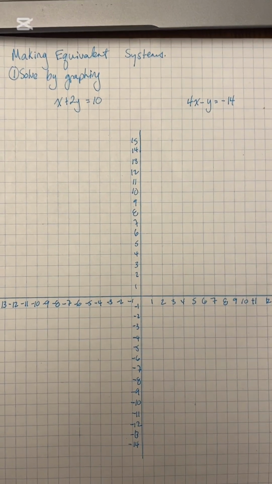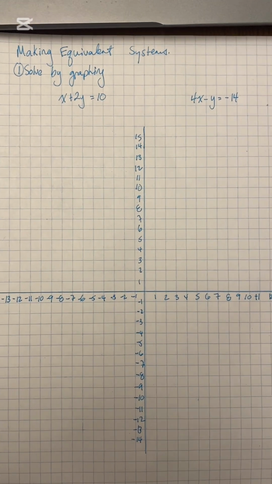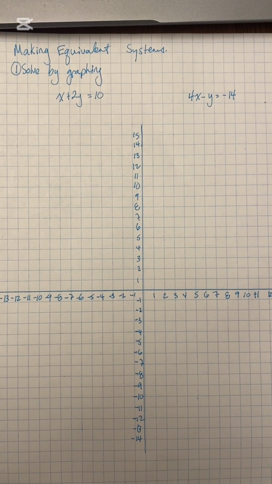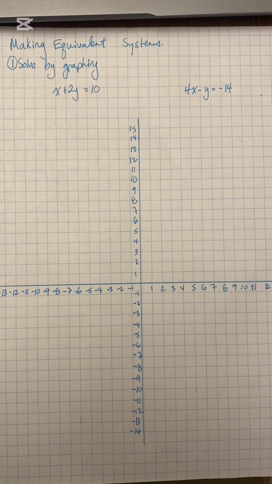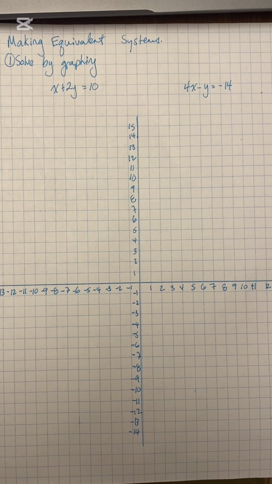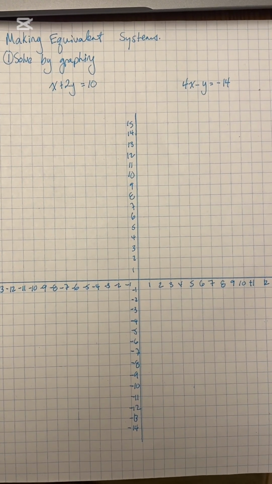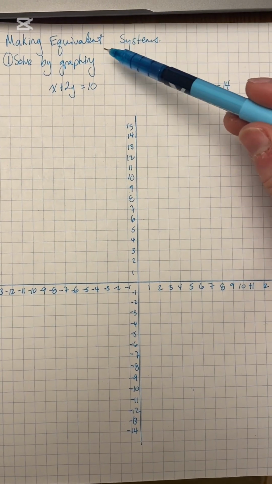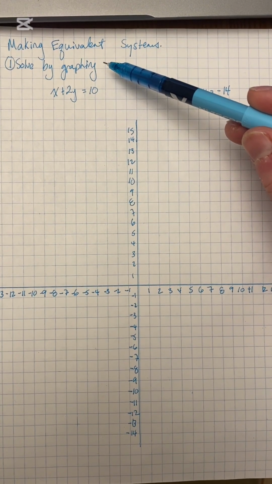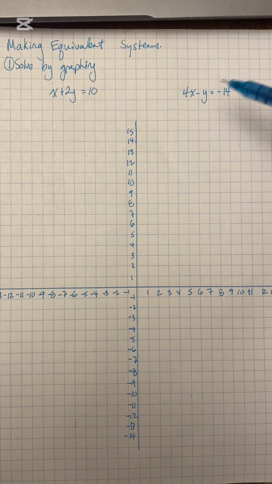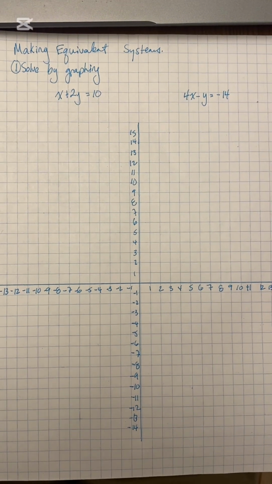All right, hi everyone. I've tried to make this as close to your note as possible without making it exactly your note. So I've set things up so you're going to learn to make equivalent systems today. I'm going to show you how to make new equivalent systems. The first one I said is solve by graphing, and I gave you a hint to rearrange into y equals mx plus b form. So rearrange this and this into y equals mx plus b form.